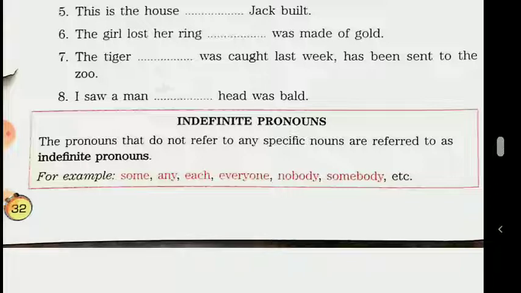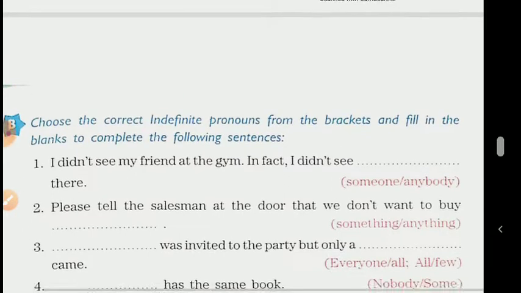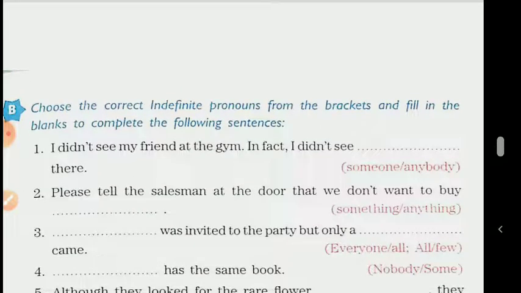For example, some, any, each, everyone, nobody, somebody. हम किसी particular या specific चीज को यहाँ पे refer नहीं कर रहे हैं, इसीलिए इनको बेटा indefinite pronoun कहते हैं. Now, choose the correct indefinite pronouns from the brackets and fill in the blanks to complete the following sentences.